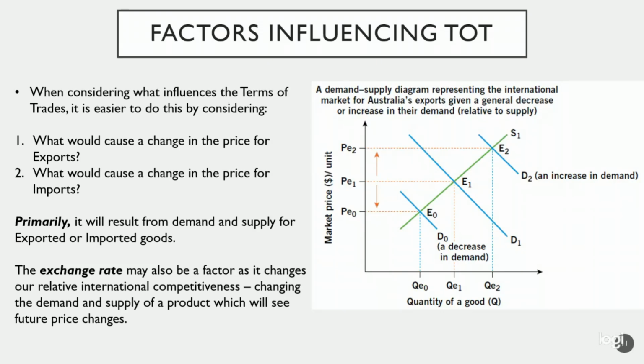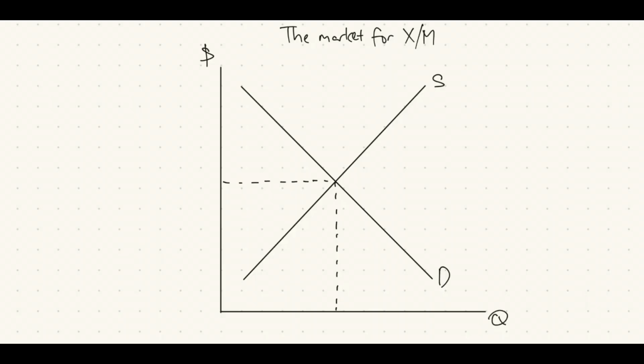So now we need to consider the factors that are going to influence the terms of trade. And if the only thing we're focused on in the terms of trade is the price of exports and imports, then all we need to think about is the forces of demand and supply and how they will create changes in the prices for exports and imports. So here we have a simple diagram and we're starting at an equilibrium point.